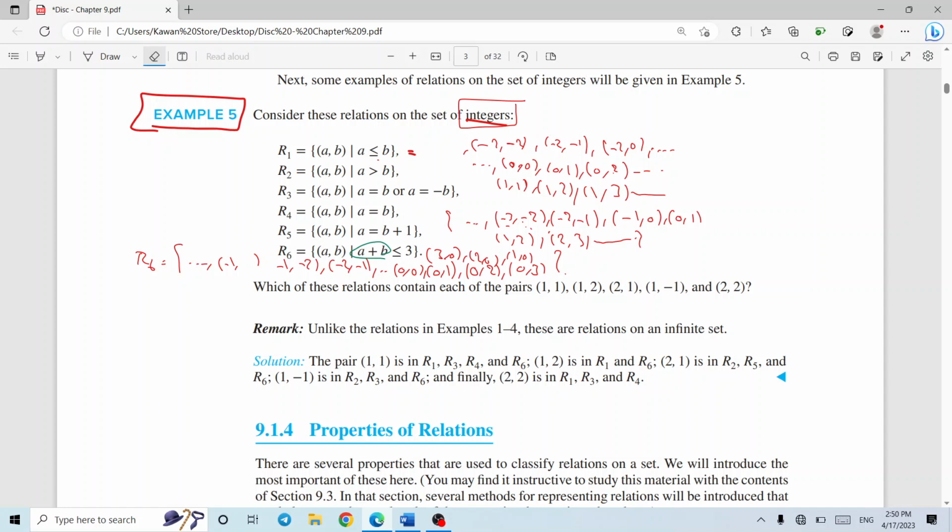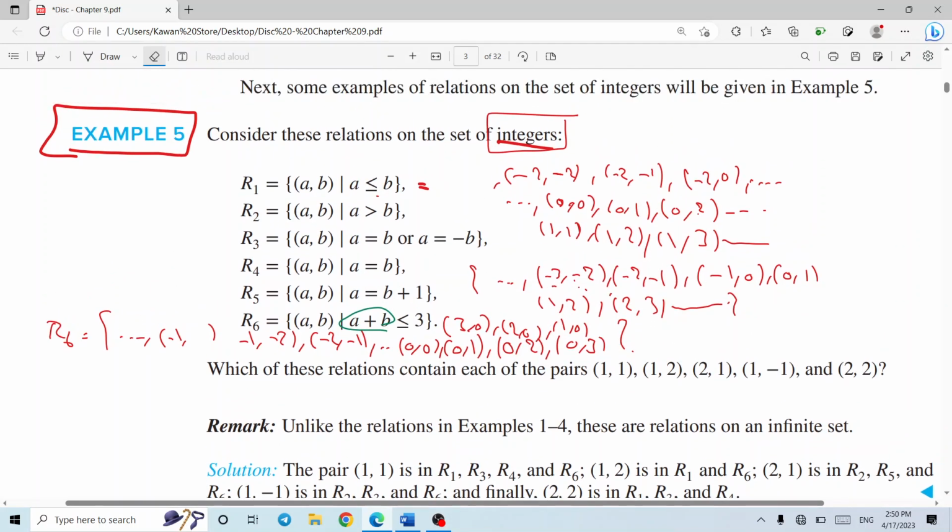R1. Yes. Can you give me one example that's not? Give me an example that is not. Think about the first one. We have (-2, 0), (0, -2). Wait. So you say (-2, 0). Eh? We don't have (0, -2). We don't have it. This is the condition.